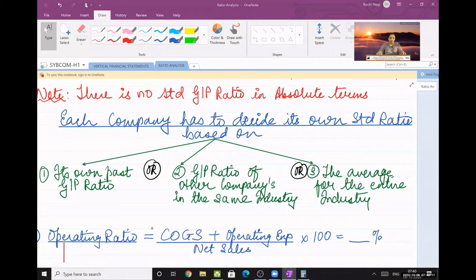Is it clear? Acknowledge it in the chat box till here, whatever I have discussed. Is it clear to everyone? Then I'll move on to the next ratio.